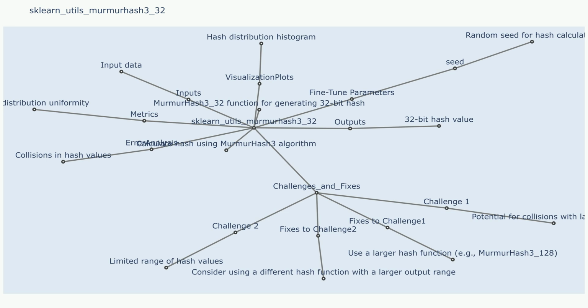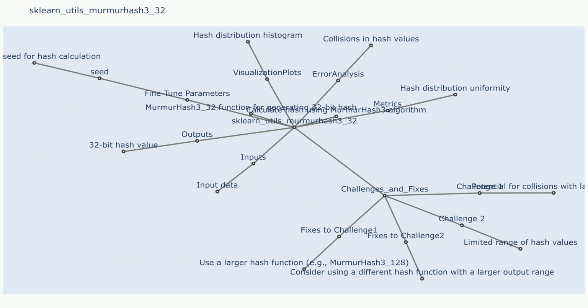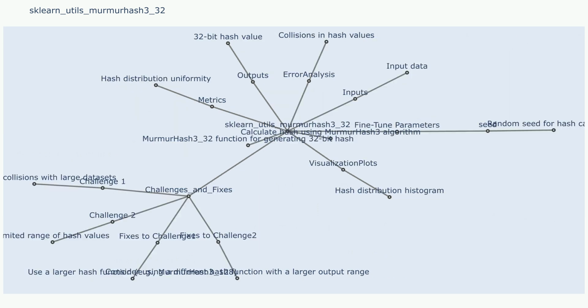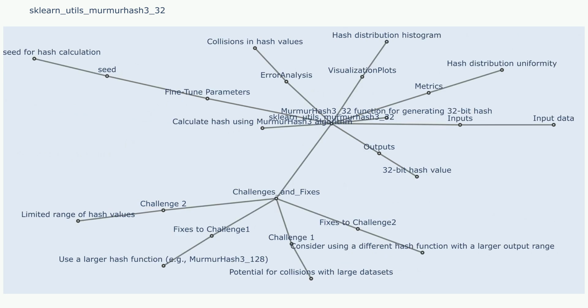sklearn.utils.murmurhash3_32. Description: this function is a fast and efficient hash function used to generate a 32-bit hash value for a given input. Murmurhash3 is a non-cryptographic hash function known for its speed and distribution quality. Inputs. Key: the input data to be hashed can be any hashable Python object like string, tuple, list.